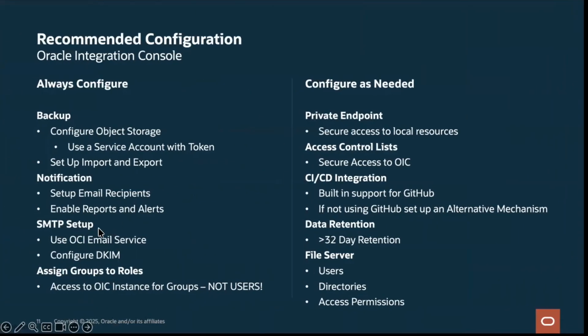Okay, we recommend that you use the OCI email service for sending emails from OIC. The reason for this is that you get better control with the OCI email service. You can see exactly what's going on. You can see the backlog of emails. You also only then have to configure DKIM once within that email service.